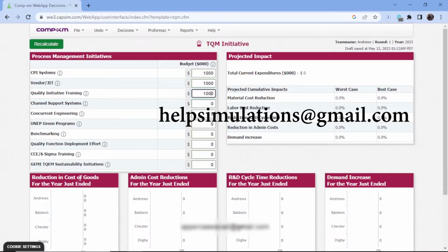These are initiatives; if you click on this information button, this one will reduce labor and material cost. Then benchmarking will reduce administrative costs. So what I'll do, I'll just put 1,000 on each. So this is 1 million, basically 1,000 each. So I'll put 1,000 on all of them. Then I recalculate.